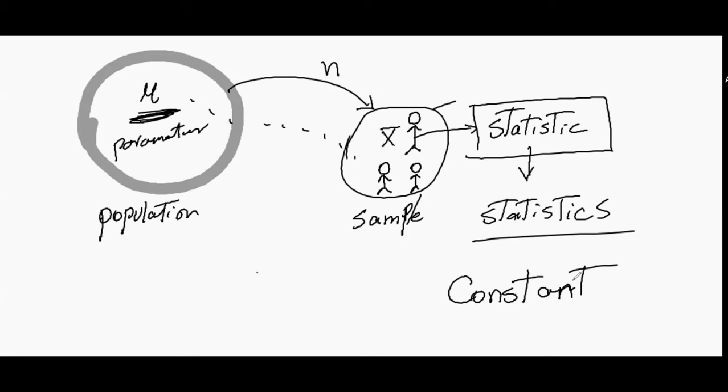So we have constants, and then we have measurements about our sample that vary. For example, what would be another question that I might ask you? Let's say I'm interested in how many children you have. So I go to each member of the sample and say, how many children do you have? How many children do you have? I'm not married.